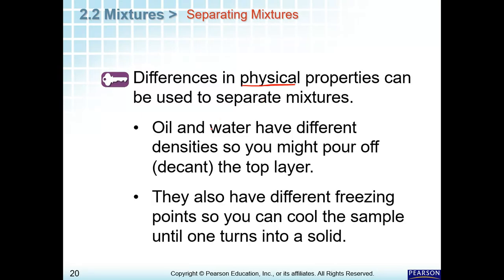Here, oil and water have different densities, so you should notice in our lab that one floated on top of the other. So you can actually just pour off or decant that top layer. They also have different freezing points, so you can actually cool the sample until one of them turns to solid and then pour the liquid off.